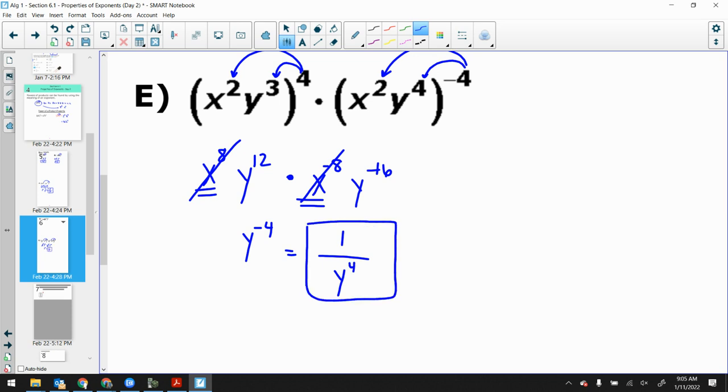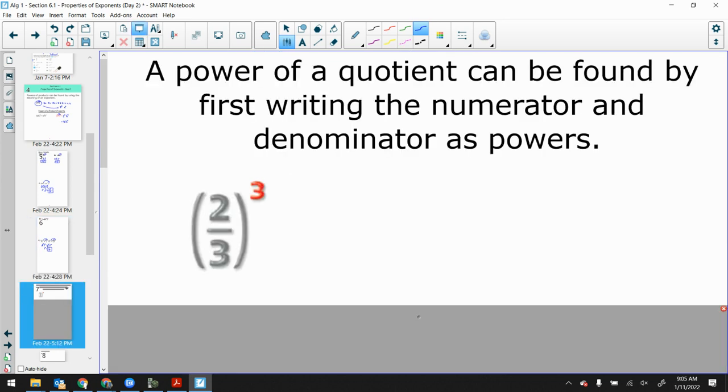Okay? See how it all comes together. All of these things that we learned yesterday, combining with all the properties that we're learning today, it does get a little confusing. I get it. Okay, now we've got the power of a quotient property.